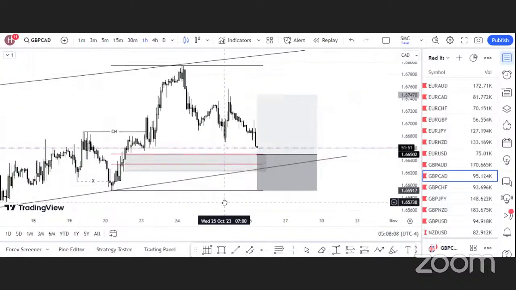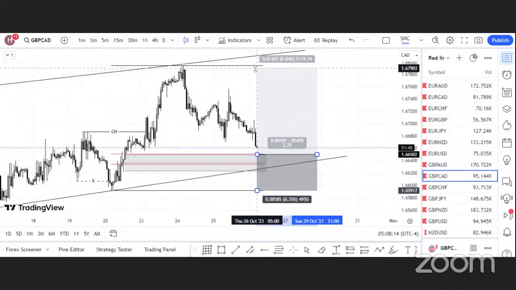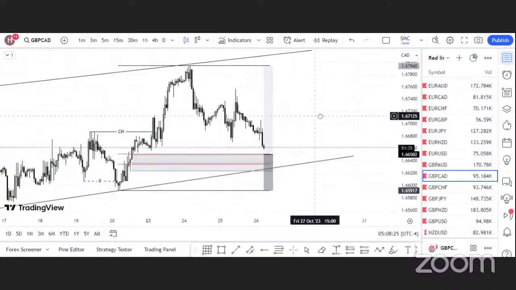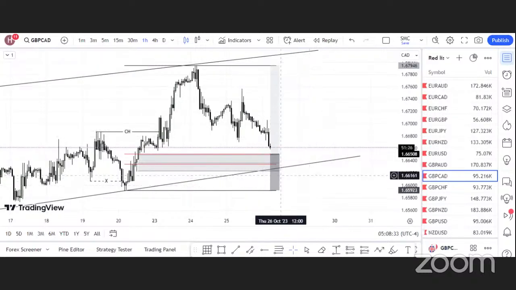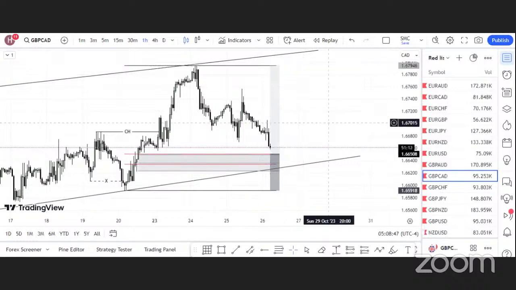Okay, so I can target this high instead. All right, I can target this high. Yes, and target this low. All right, and have my stop loss around there.